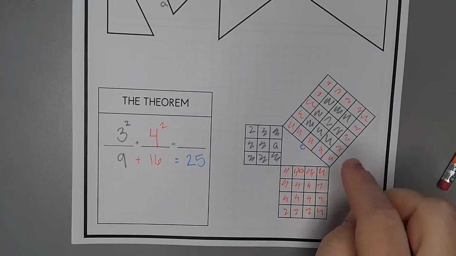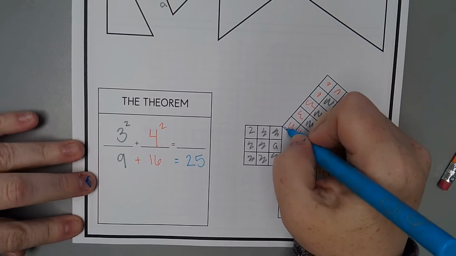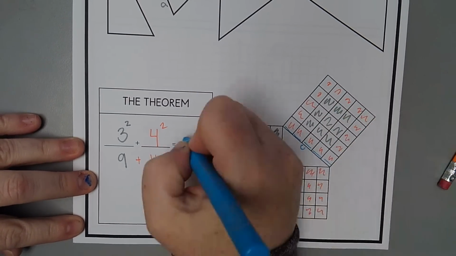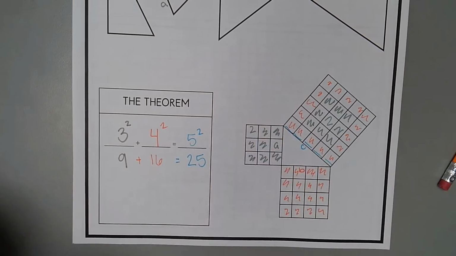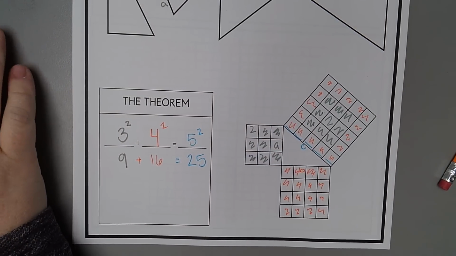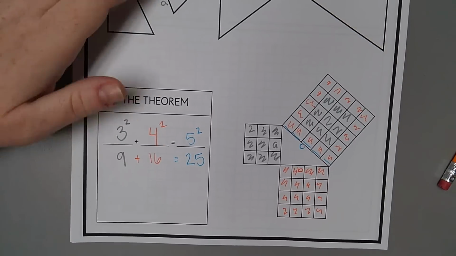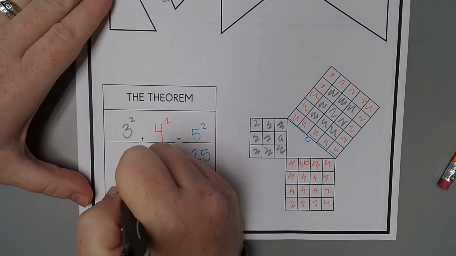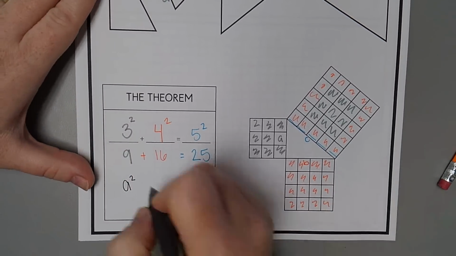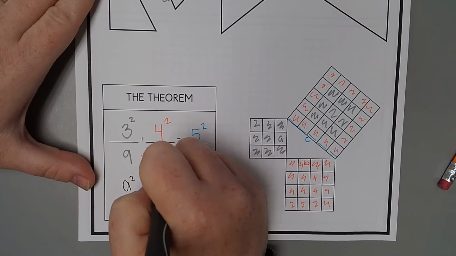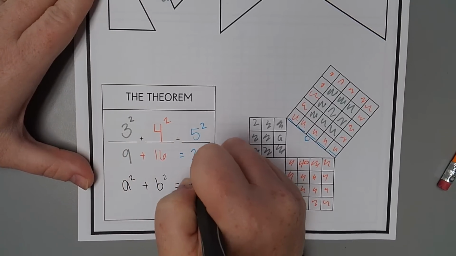The side length of this one, you can count out. There are 1, 2, 3, 4, 5. And 5 squared is 25. The formula, the theorem is that A squared, or one of your legs squared, plus your other leg squared, equals your hypotenuse squared.